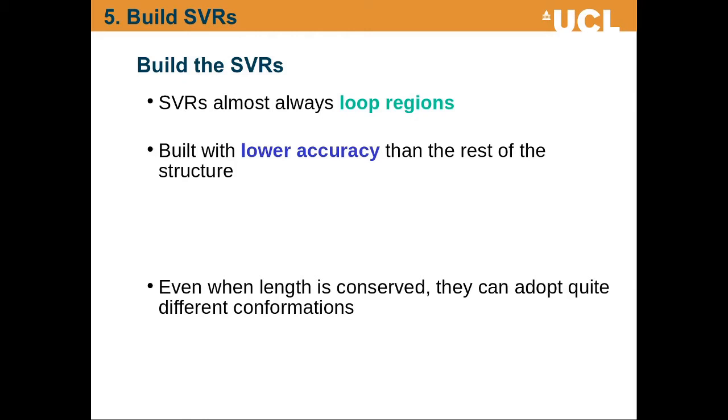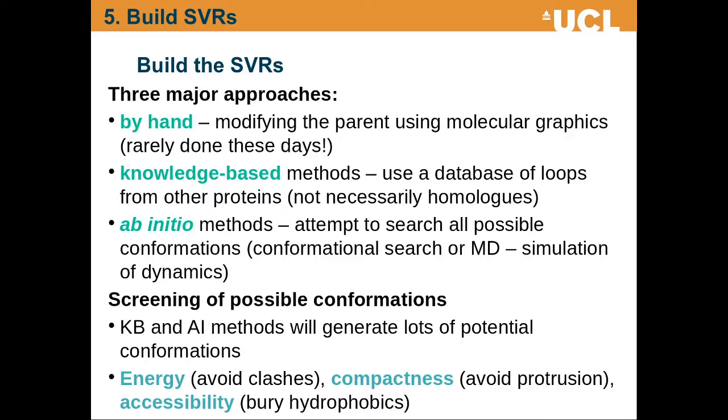But that's not necessarily true, because even when length is conserved, loops can adopt quite different conformations because of the particular side chains they have. There are 3 major approaches to building these structurally variable regions. You can do it by hand, taking the parent structure and using molecular graphics software to modify that structure, but really that's very rarely done these days. It was the sort of thing people did 30 to 40 years ago.